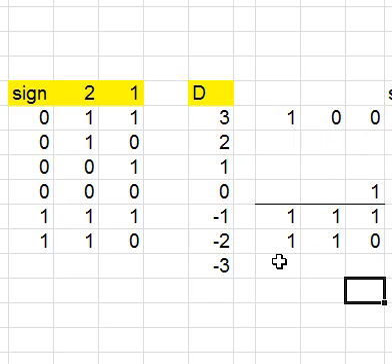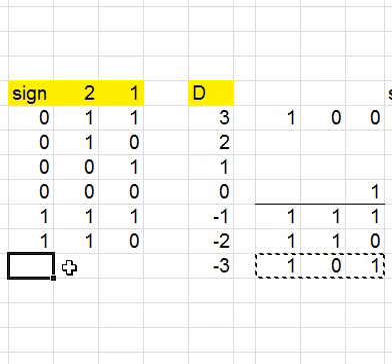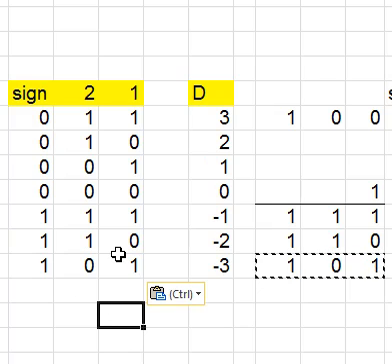Now I'm going to add this to 1 to get the number down here. So 0 and 1 is 1, and then 0, 1. And this is my binary representation of negative 3.